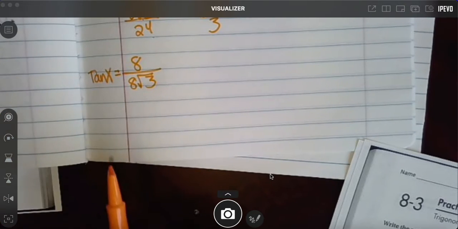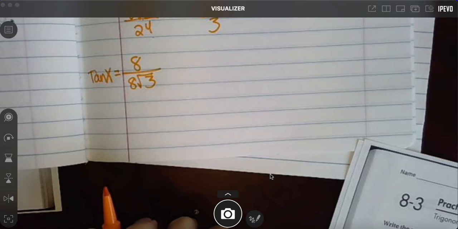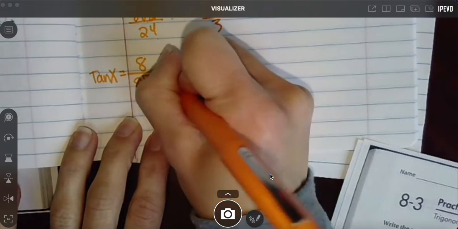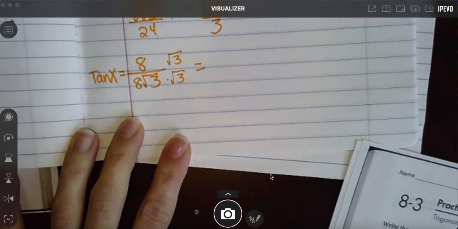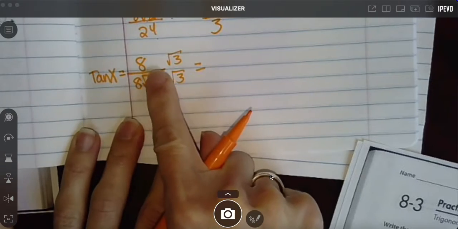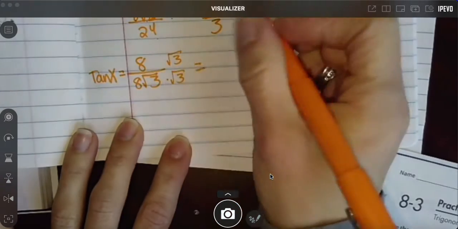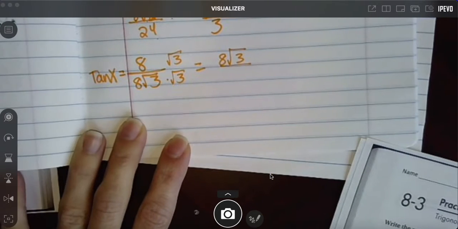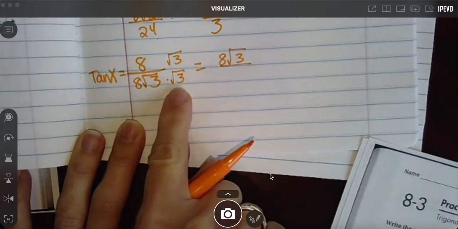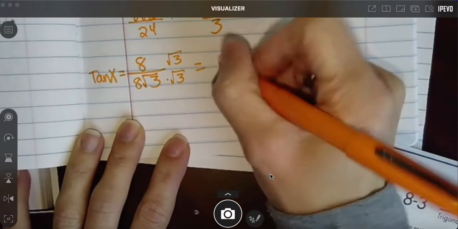The square root of 3 cannot be in the denominator, correct? So what do we have to multiply by? The square root of 3. You just multiply it by itself. So what do we get in the numerator? 8 square root of 3. That's where that came from. Now in the denominator, that ends up being what? 8 times 3, which is 24.